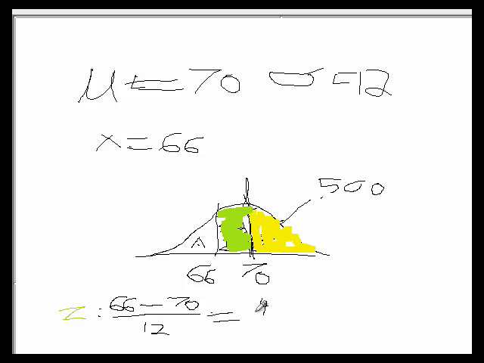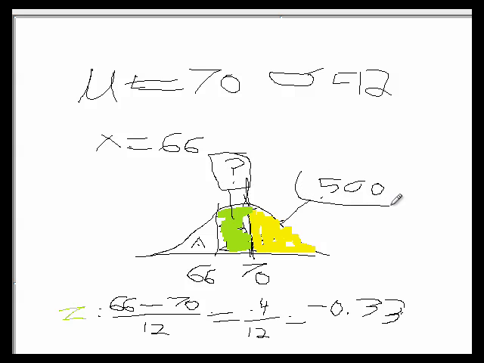That's going to be a negative 4 over 12. And that is going to equal a negative 0.333. And this is for the area between the mean and z that we're talking about, between 66 and 70. That's what we need to find out so we can solve this problem. And we'll add it to the 0.50, and we'll have our answer.